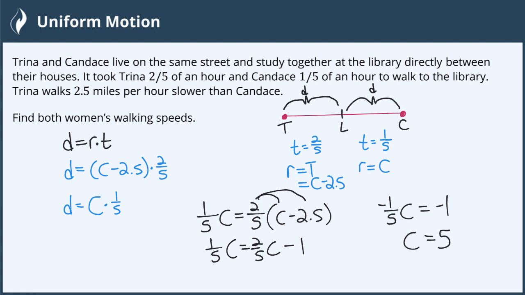So what about Trina? Well, we know that Trina's speed is Candace's speed minus 2.5. So 5 minus 2.5 equals 2.5. So we know that for both women's walking speeds, Candace walks at 5 miles per hour and Trina walks at 2.5 miles per hour.